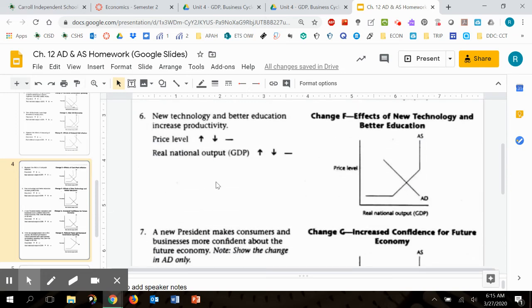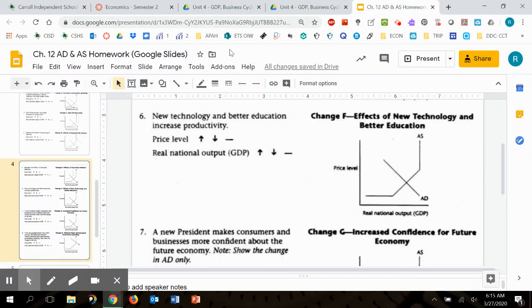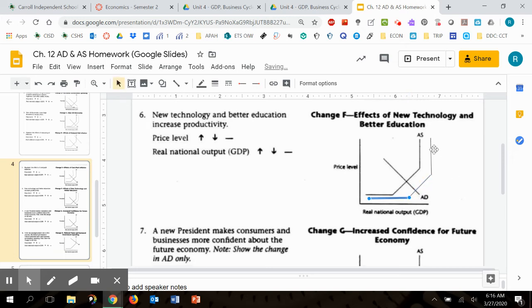New technology, better education, increased productivity. All right, this is going to be an increase because of that P rising. We can say AS is rising. All right, so what do we got to do? I'm going to put a line there, right? I'm going to put a line there. And I'm going to put a line there, okay? All right, so that gives me an idea there.